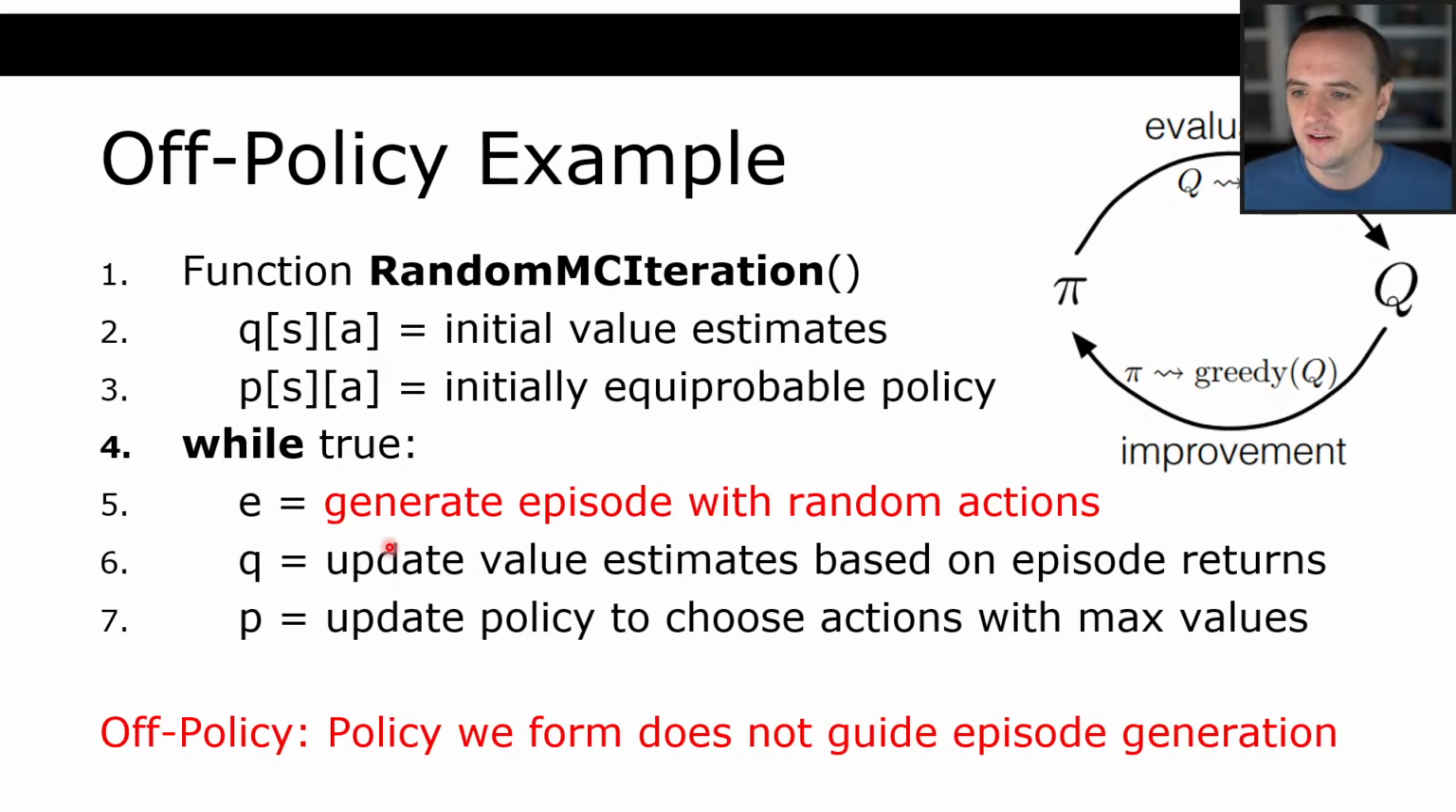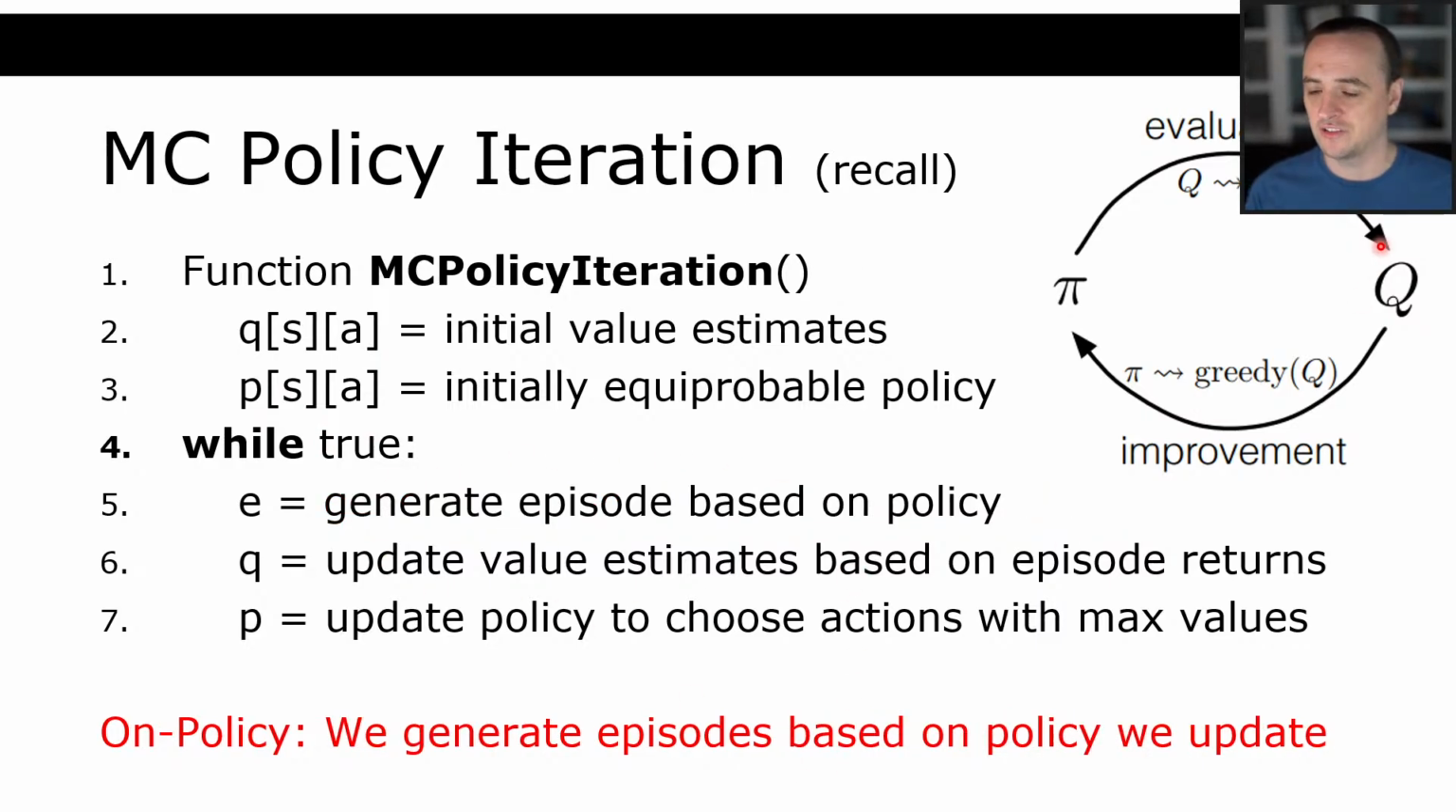Let's say instead that when we went to generate the episode, we used random actions, right? Because we can do that. If you watch someone take random actions, you can still learn from the outcome of those random actions. So if we had generated those episodes with random actions, but then updated a policy that wasn't a random policy, then that's off policy. So the policy we form, the policy that we're learning over time, does not guide the episode generation. So that is the big difference, on policy versus off policy learning.